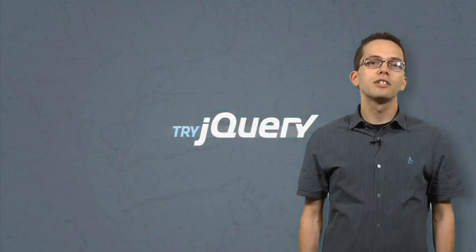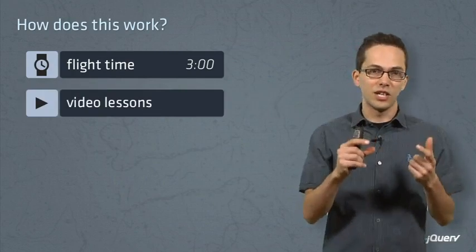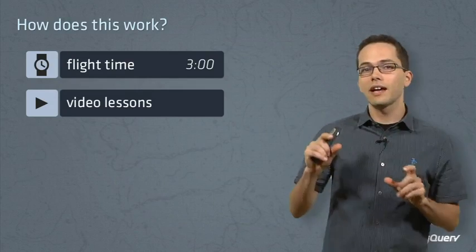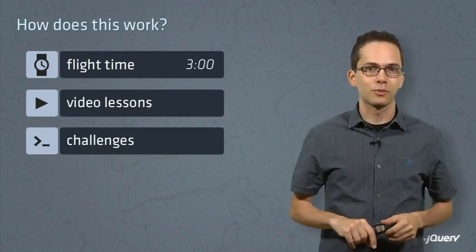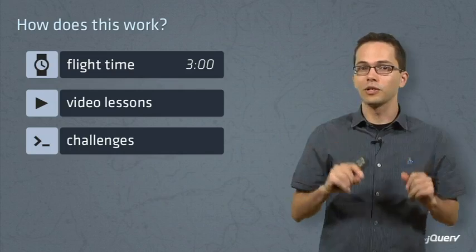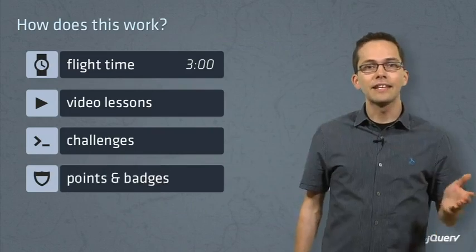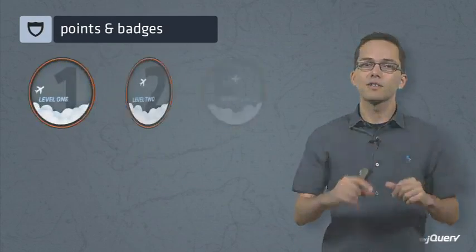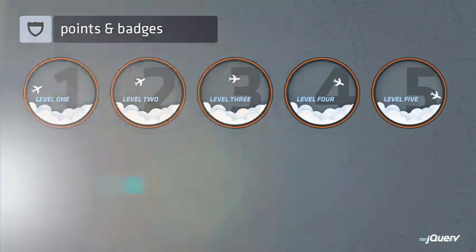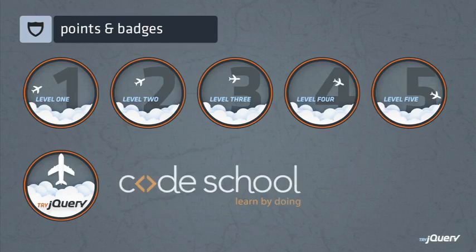I'm Greg Pollock and you're watching Try jQuery. This course should take you about 3 hours to get through. It's going to start with a bunch of videos, and following each video you're going to have a code challenge in the browser where you actually have to prove that you understood what you just learned. After you get each question right, you're going to earn points, and then at the end of each level you're going to earn a badge, finally earning the course badge, which will be displayed in your Code School profile.